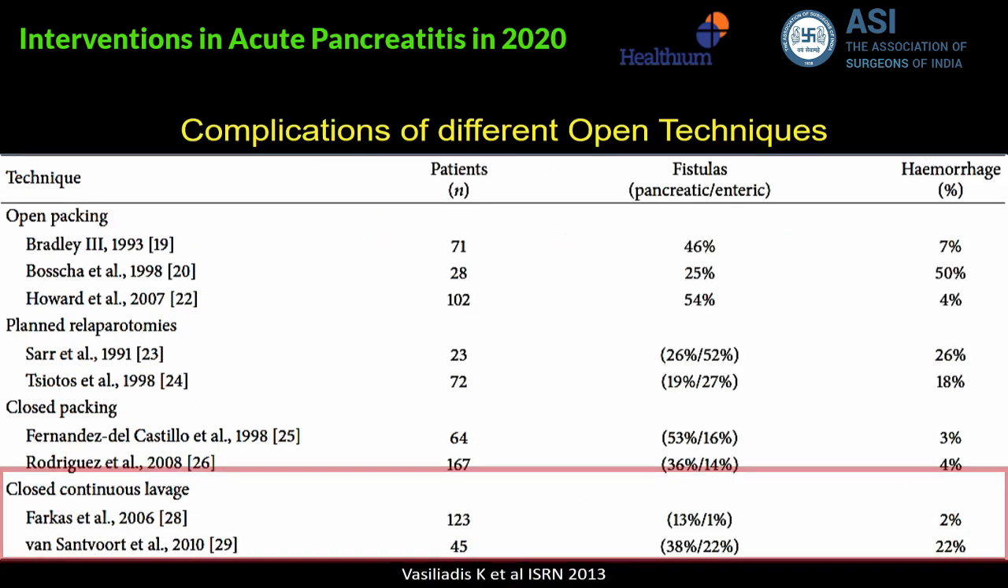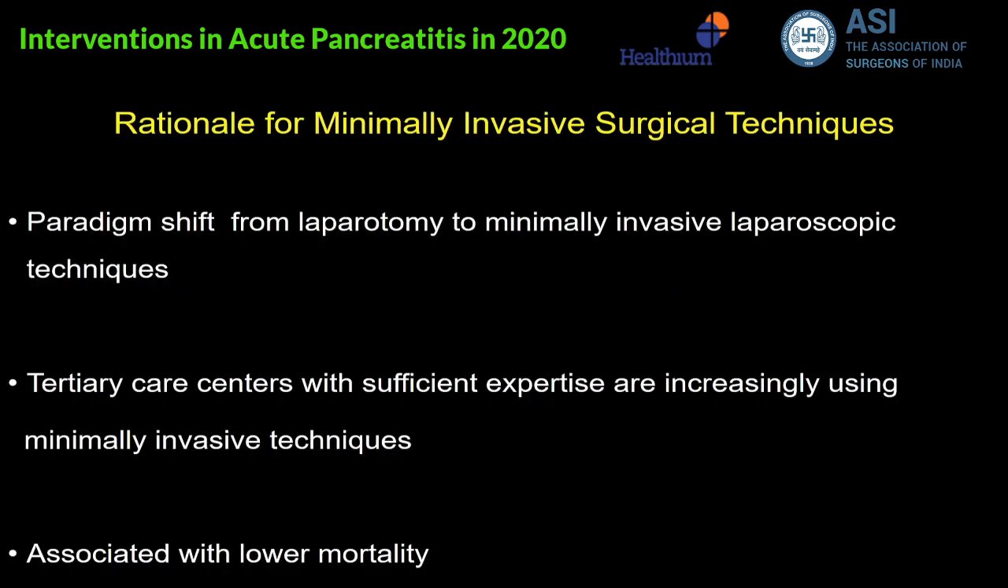12% in the majority of the series, and the complications associated with these different open techniques also seem to be very less, in the form of pancreatic fistulae or enteric fistulae, less than about 15% in all these series.